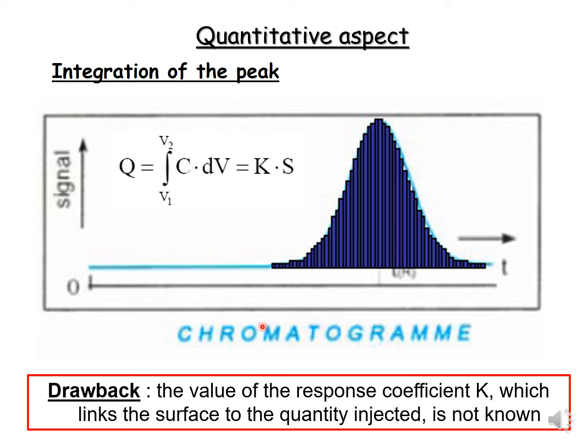So the drawback, of course, is the fact that the value of the response coefficient K, which is here, which links the surface to the quantity injected, is not known. We don't know the value of this constant K. If we know this value, it is very simple to give the value of the quantity, but the major issue is that we don't know this value. We have to determine it using a calibration standard.